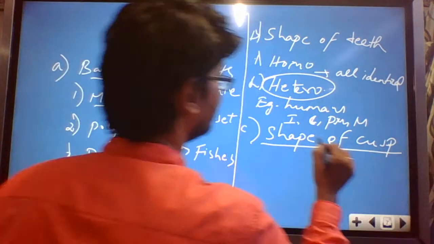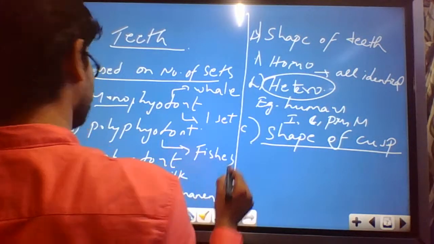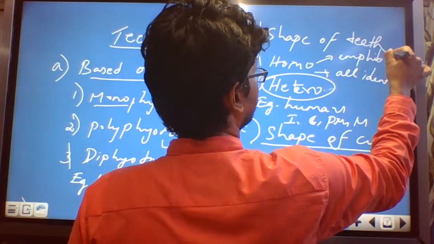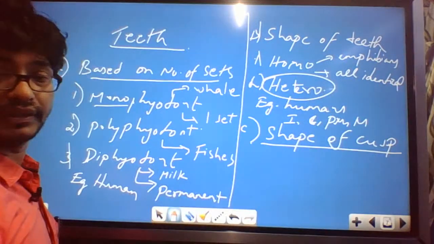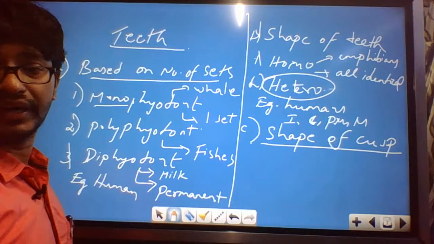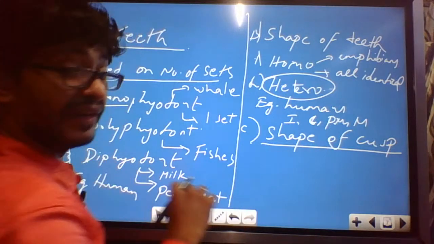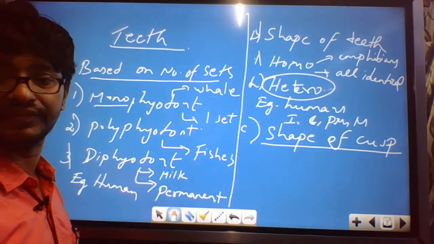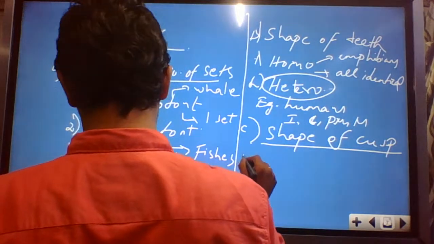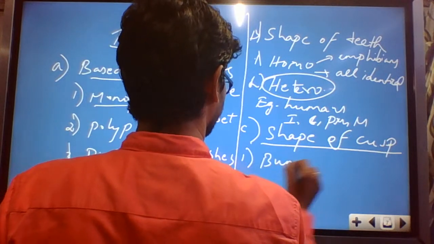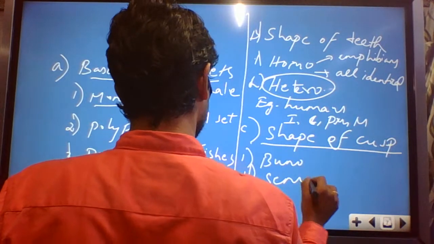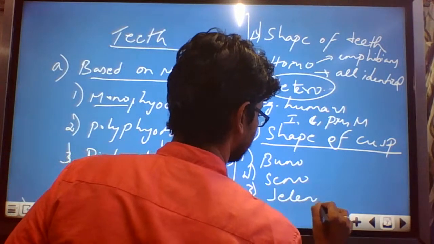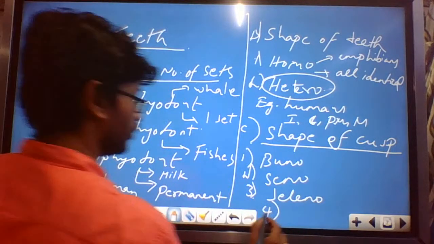Coming to the third variety, shape. For example, in homodont, you can take amphibians as an example. In amphibians and fishes, all the teeth are identical, the same shape. Based on the shape of the cusp, the tooth visible outside, we can classify them. The first one is bunodont, the second is cynodont, the third is selenodont, the fourth is lophodont.